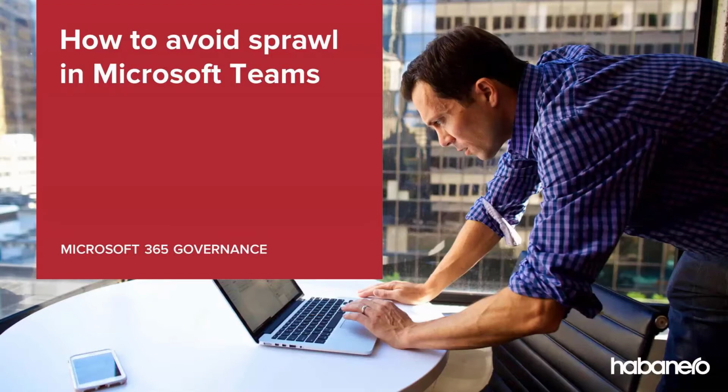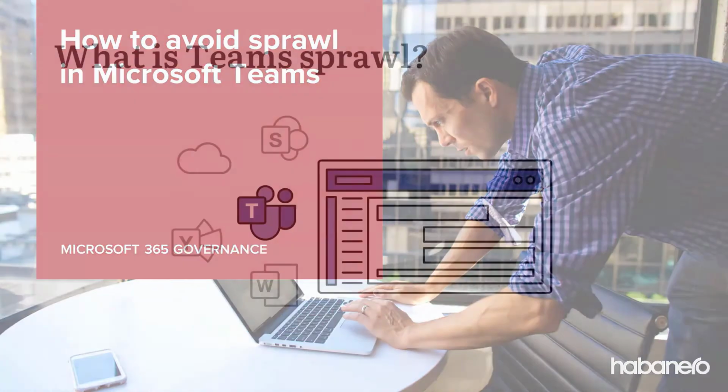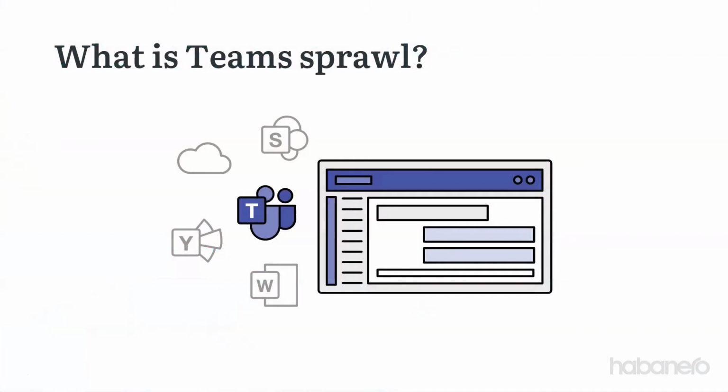Today I'm going to be talking about how you can avoid sprawl in Microsoft Teams. So, what is Team sprawl? Anyone who's been in the SharePoint game for a while knows exactly what we mean by sprawl. But for those of you who are new to managing Microsoft Teams, which also includes SharePoint, Team sprawl is where you have an excessive amount of unattended or rarely used teams. This happens when an organization rolls out Microsoft Teams without thinking through the complete team lifecycle.